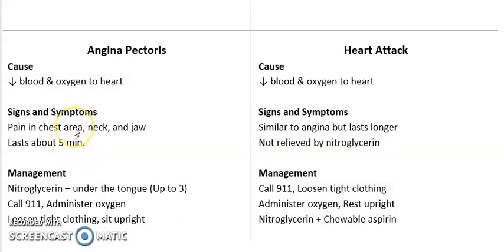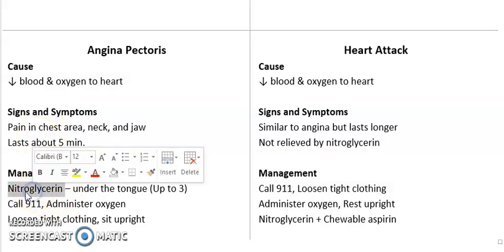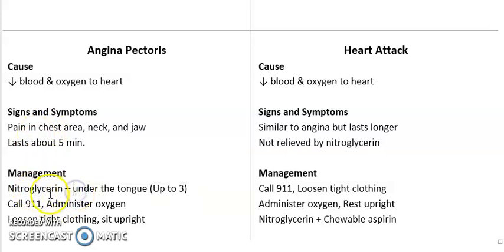But what we do, if the patients start feeling that pain in the chest and the neck and the jaw, we have to administer nitroglycerin. And that is a vasodilator, which means it opens up the blood vessels so blood can get to the heart, hopefully, and relieve the problem. And we put that under the tongue, and we can give up to 3 of these with application.